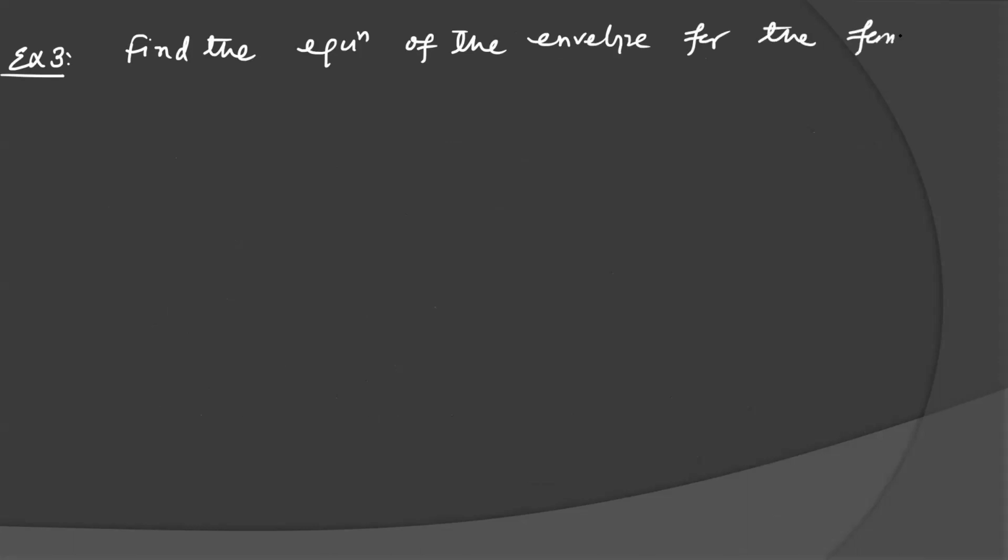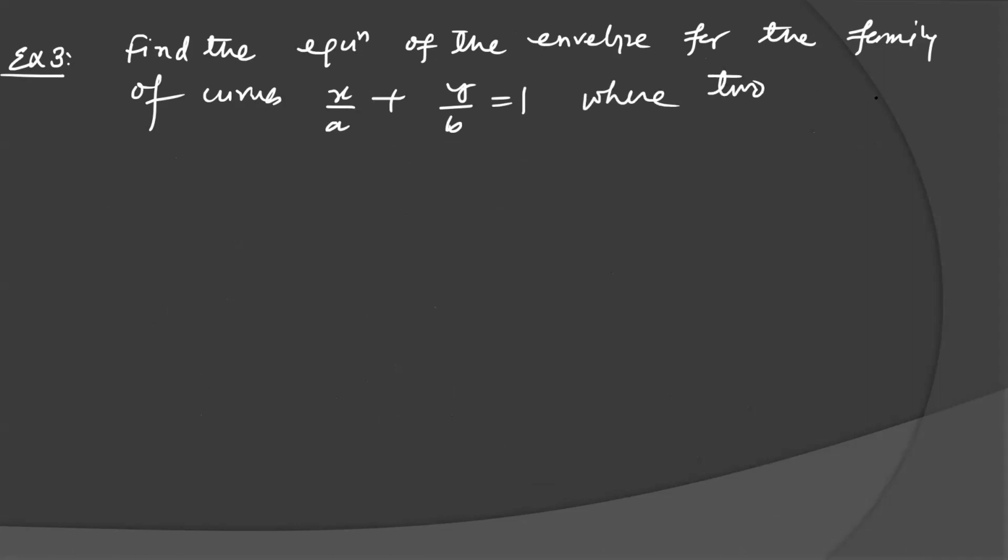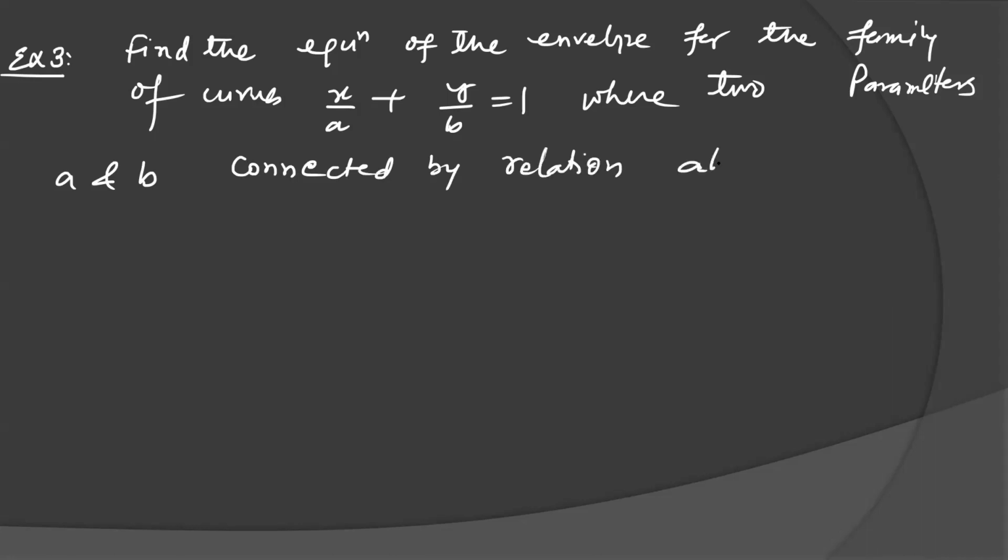Okay, a similar problem I am giving you as homework. Example 3. Find the equation of the envelope for the family of curves x over a plus y over b equal to 1, where the two parameters a and b are connected by a relation ab equal to c square and c is a constant. So c is not a parameter.